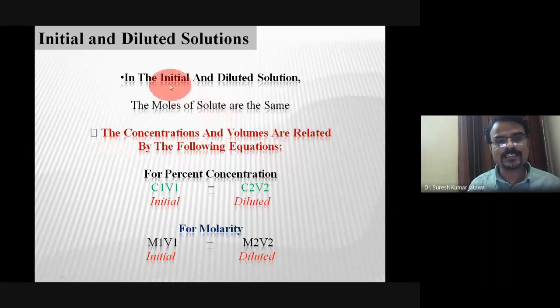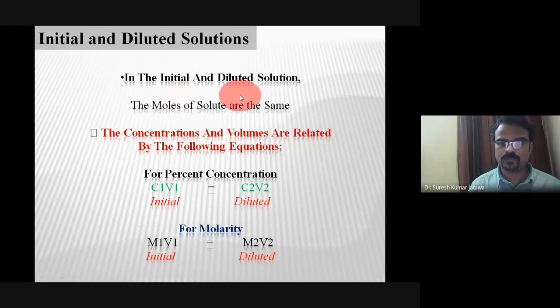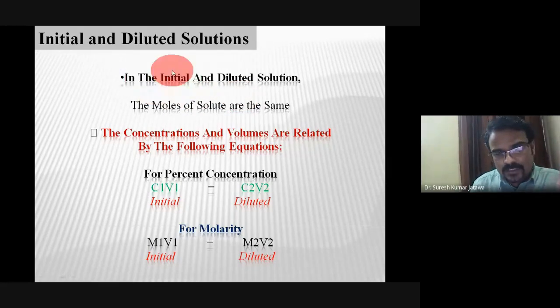So what is initial? Initial is your stock solution, whereas diluted is the working solution. The initial solution is the stock you have prepared earlier. It is more concentrated. Now you want to dilute this to form a working solution. It is known as the diluted solution.